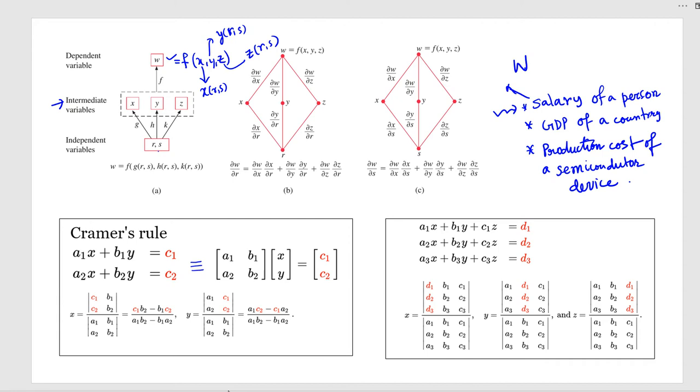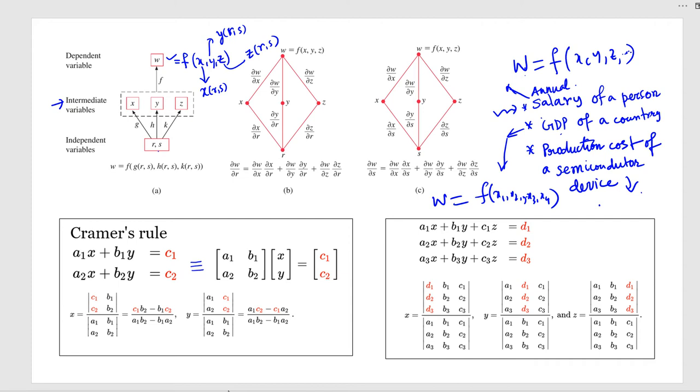So if W is the salary of a person, then it will depend on several other functions. Annual salary, you can say. X, Y, Z, and some other factors can be there. Many others. Similarly, this is also a function of x1, x2, x3, x4. Similarly, this can also be like that.